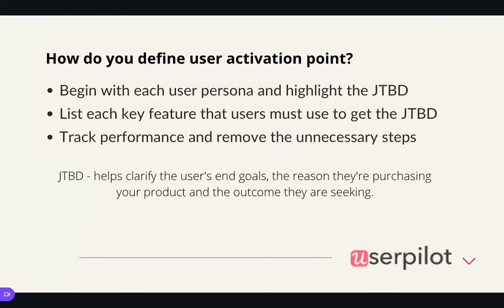So how do we define the user activation points? Here are 3 steps on how to define the activation point. First, you need to begin with your personas: define each persona for your solution, the job to be done for each of them, track their performance, and remove any unnecessary steps. Why do you need to define the job to be done for each persona? Because the job to be done helps you clarify the end user's goal, the reason why they are interested in purchasing your product, the outcome they are looking for, and the value they are looking to get from your product.